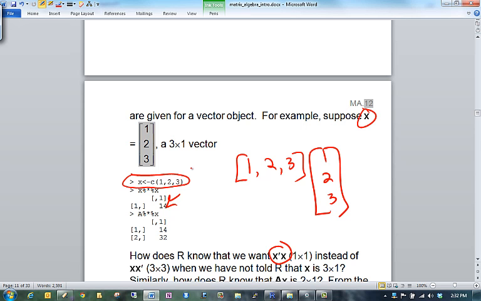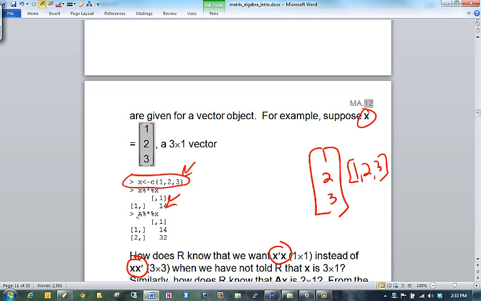But remember, this x here does not necessarily have a row or column dimension in R's context. So equivalently, what R could have done is interpreted what I wanted as x times x transpose. So in other words, this.